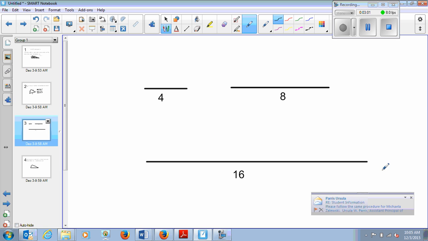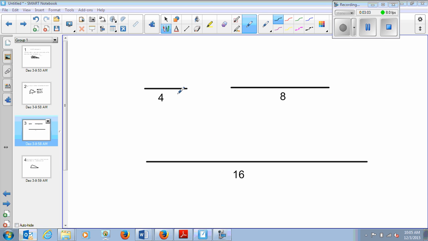If I look at this next example here, I have three side lengths. Now this isn't a triangle yet, but I have a side length 4, a side length 8, and a side length 16. Now, based on that, we know that we have to add any two of these sides to be greater than the third. So I'm just going to start with the obvious one. Is 4 plus 8 greater than 16? And the answer is no, it is not greater than 16.